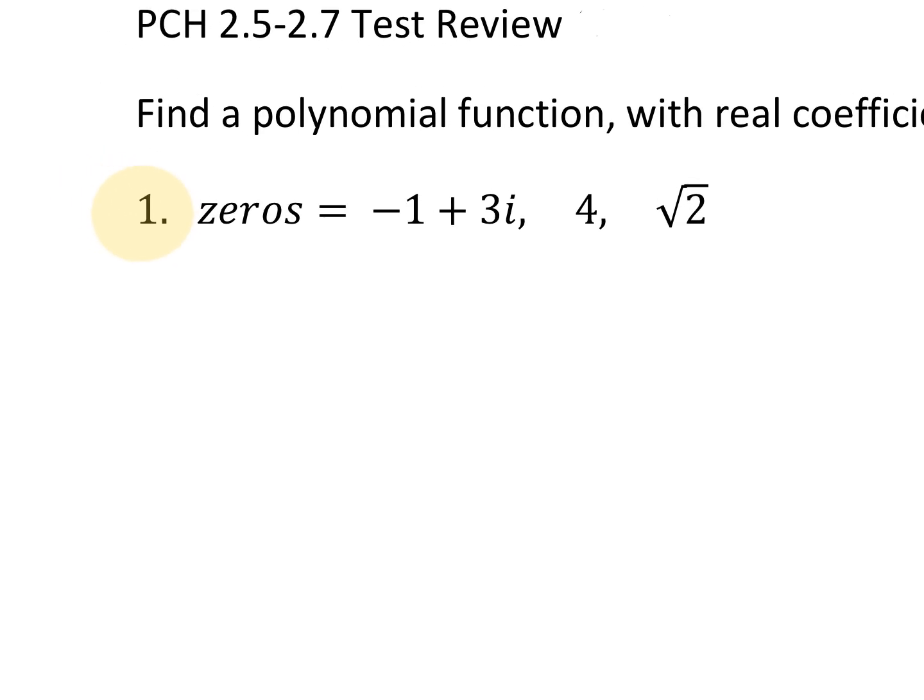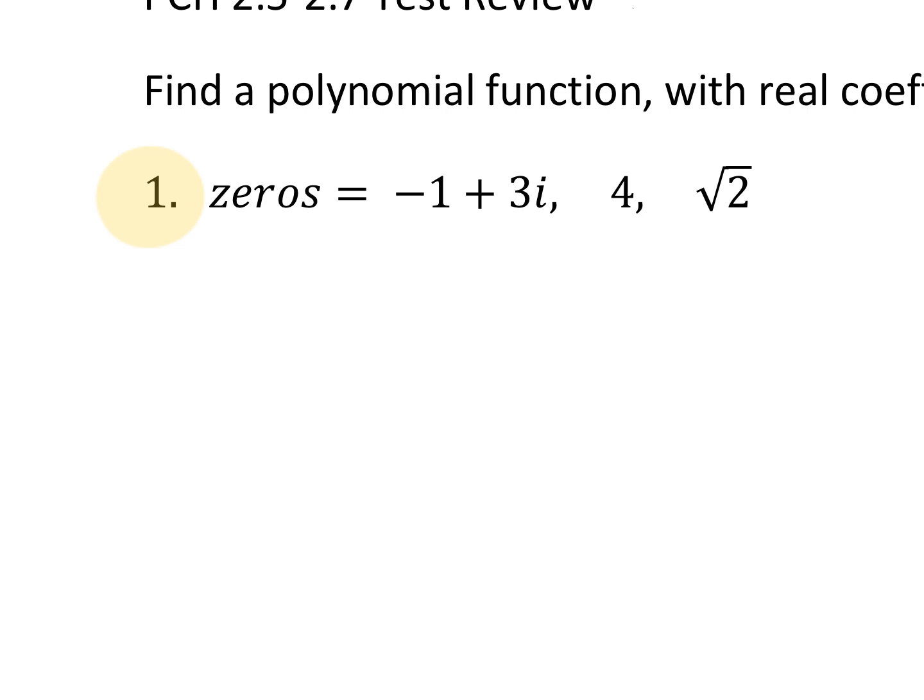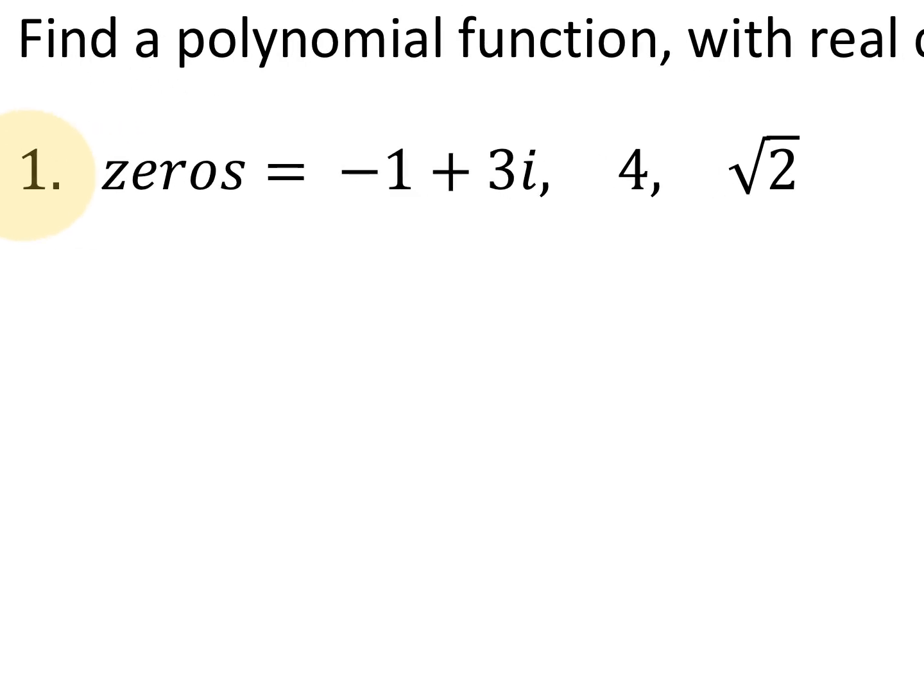So looking at number 1, it gives us the zeros. We have to make sure we list any additional zeros, write it in factored form, and then FOIL it out. So for 1, what zeros are we missing? Awesome. -1 minus 3i, the conjugate of that one. The complex conjugate. Anything else? Negative square root 2 also has a conjugate pair. So if you have an i or a square root, remember they happen in conjugate pairs.